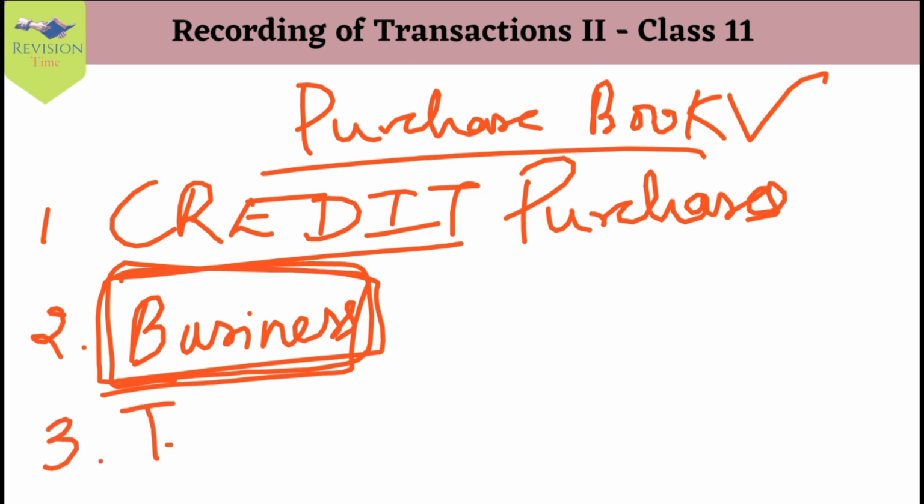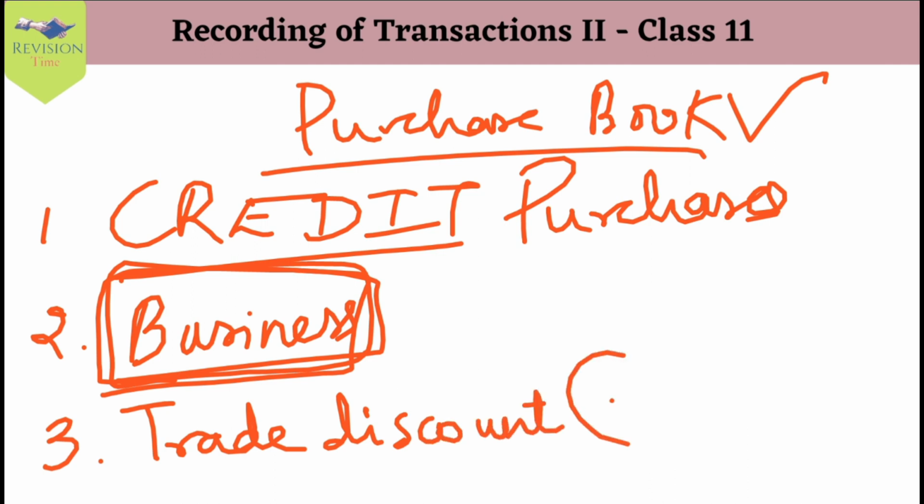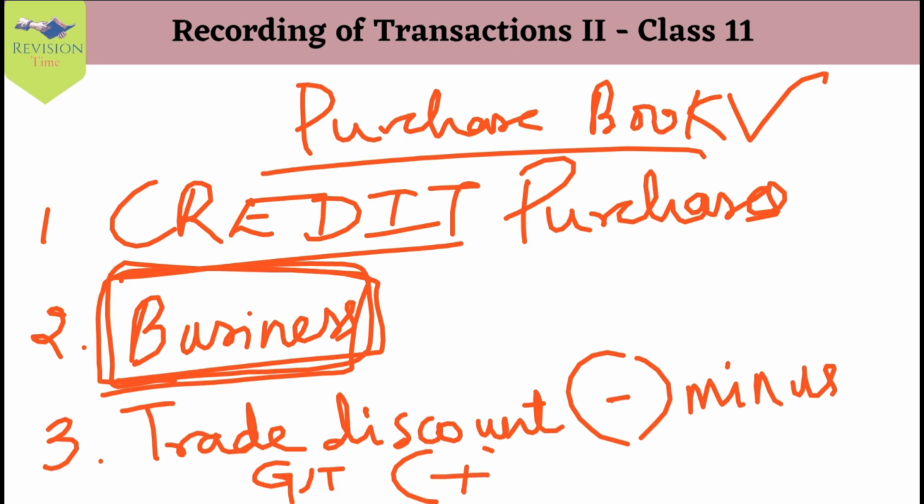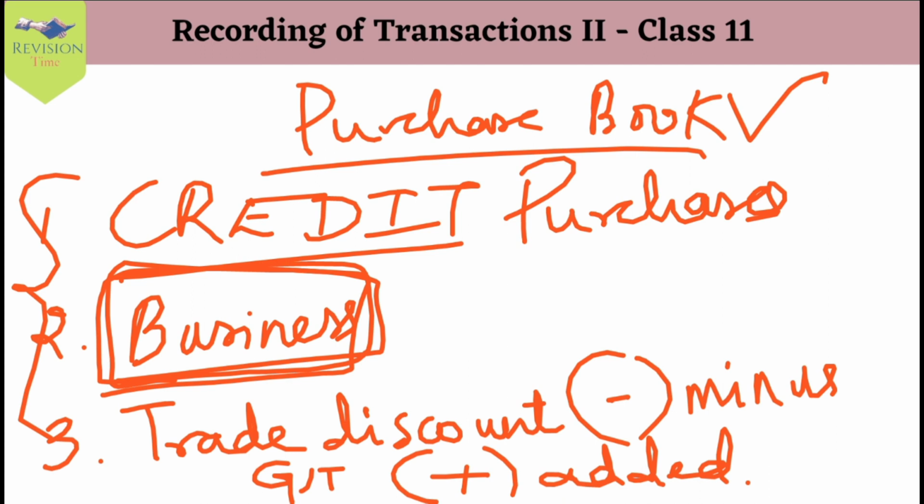Next, third, trade discount. If trade discount is allowed by the seller, it has to be deducted. You have to minus it. And after deducting the trade discount, if GST is applicable, GST is to be added. So these three important points: only credit purchases are to be posted in our purchase book, and only business related stock which is purchased by the business to make the sales is to be recorded, and trade discount is to be deducted and GST is to be added. We have to first deduct the trade discount and next add the GST.